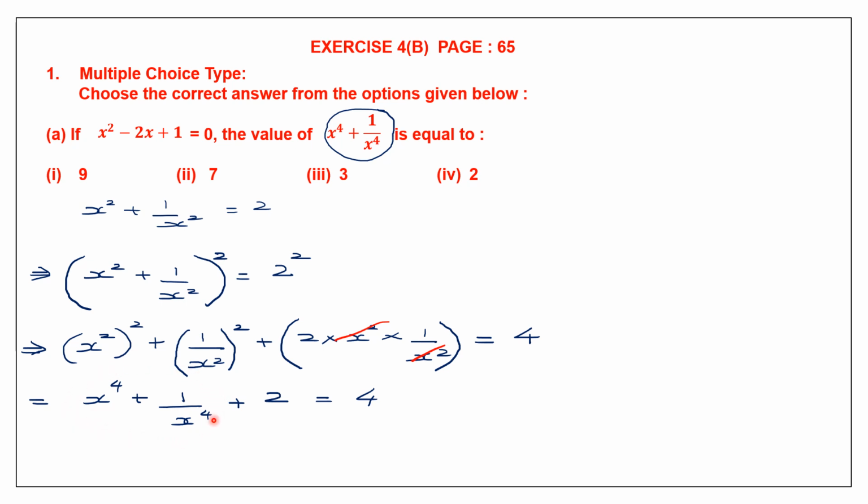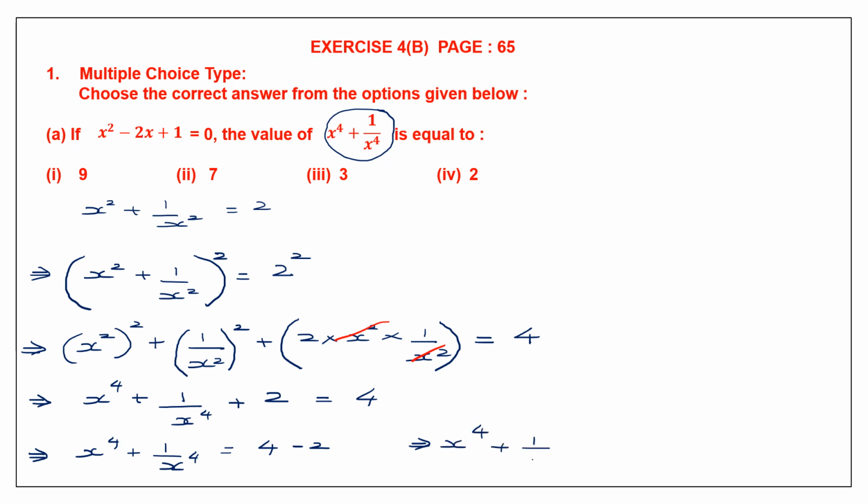X to the power of 4 plus 1 by x to the power of 4. So we are going to take only that. So we're going to leave only x to the power of 4 plus 1 by x to the power of 4 on the left hand side. On the right side we already have 4. We're going to move this plus 2 to the other side. It becomes minus 2.